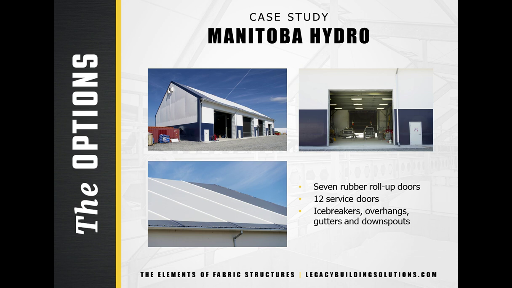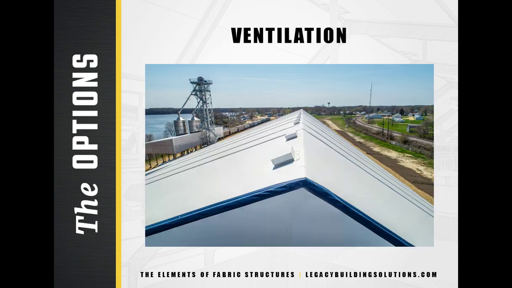A good example of a building with multiple entrance requirements is this vehicle maintenance building in northern Manitoba. This building is part of a large hydroelectricity project and used to store and maintain a variety of heavy equipment and mining vehicles. It's outfitted with 7 roll-up rubber doors, while 12 service doors provide separate, safe access for personnel to enter and exit the building. The area around the entrances is protected from extreme weather by 3-foot overhangs outfitted with icebreakers, gutters, and downspouts.